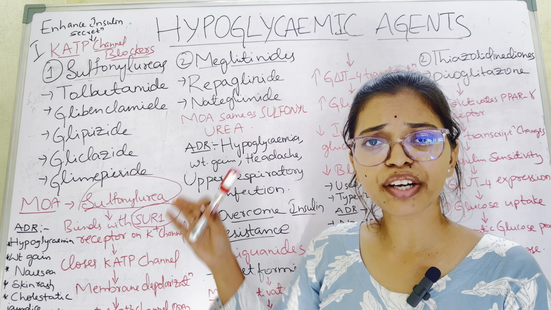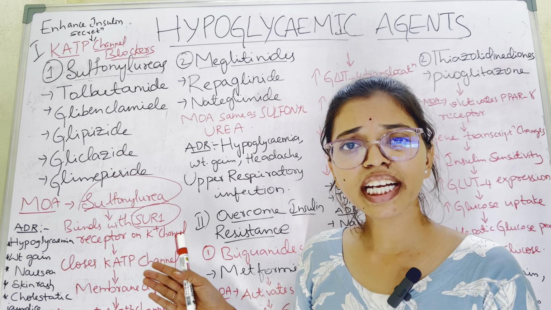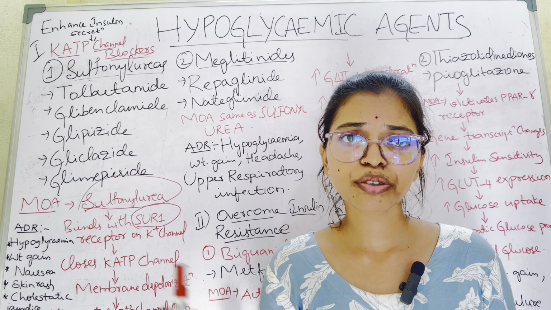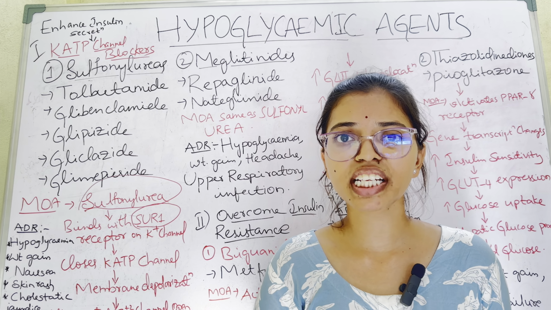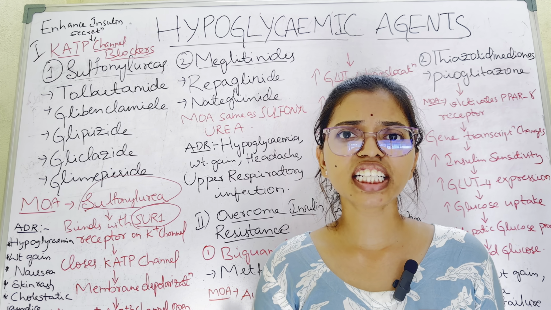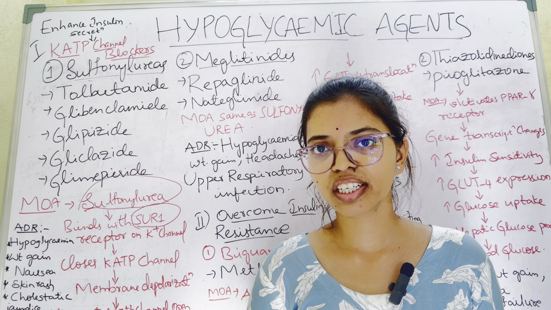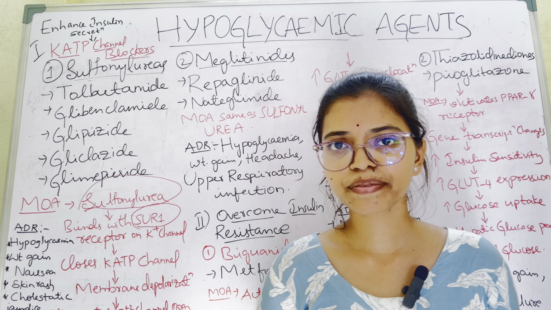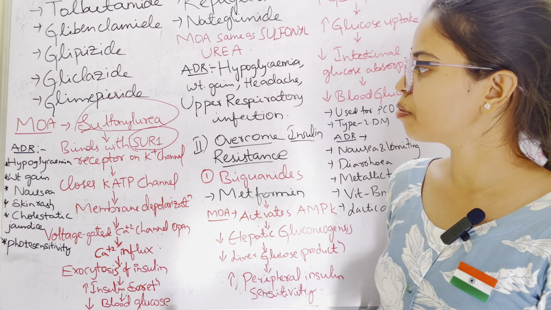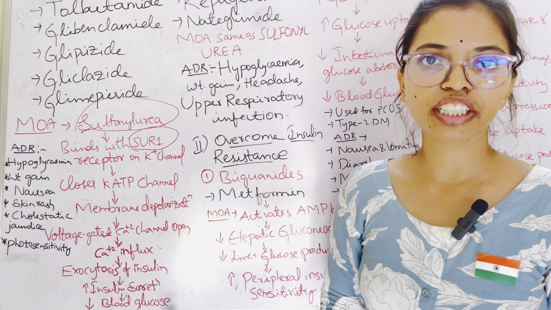To reduce glucose levels, the drug interferes with the beta cell. So when you know the receptor location is in the beta cell, you will answer directly, SUR1. Yes. Let's continue with the mechanism of these potassium ATP channel blockers.